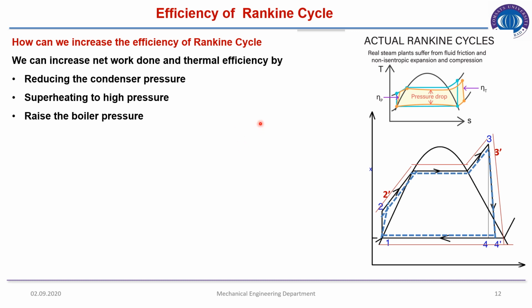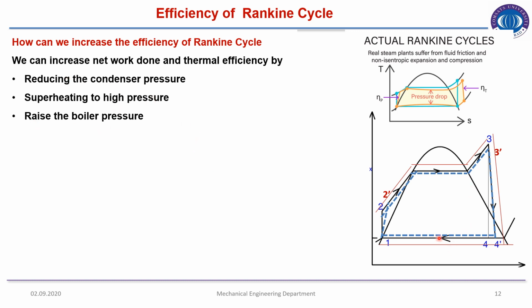So the question arises: what are the processes to increase the efficiency of the Rankine cycle? We can increase net work done and thermal efficiency of a Rankine cycle by, first, reducing the condenser pressure, second, superheating to high pressure, and third, raising the boiler pressure.